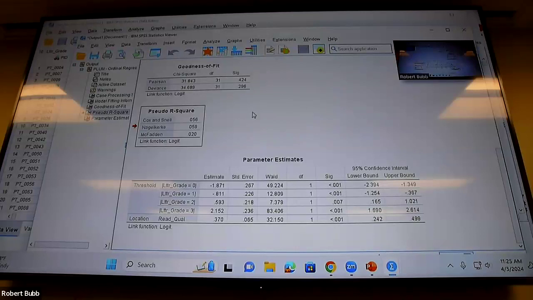So the Nagelkerke adjusts for that, but it really doesn't make a big impact until you have a very high R squared value. So you notice here that they're very comparable to each other, 0.056, 0.059, because we have a small R squared value here. So it's not making much of an adjustment for it.